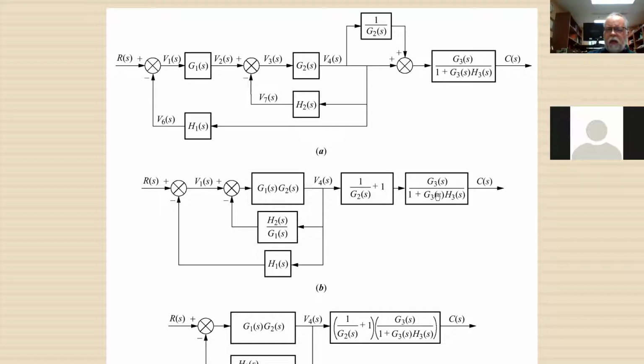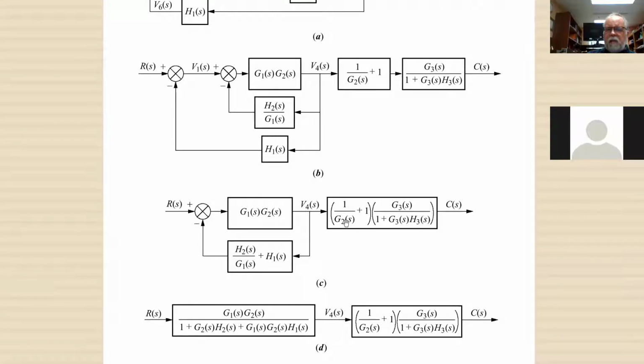So these 2 blocks right here become this block right here, the 1 over G1 plus 1, and the G3 over 1 plus G3 H3 become just one block. Here we're combining these 2 things that are in parallel. They both have a minus sign. These 2 summers here are basically the same. There's nothing in between the 2 summers, so I can say that this guy is going to here instead and just get rid of this summer.